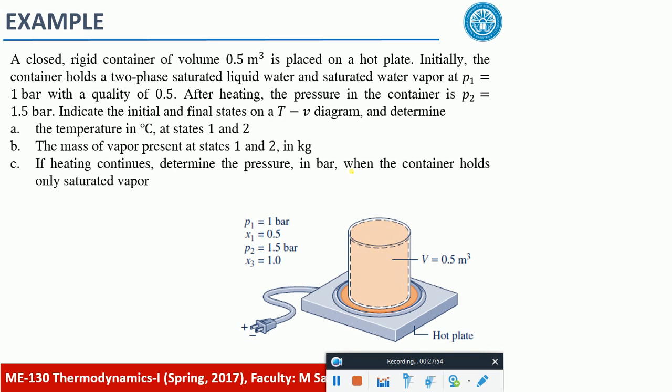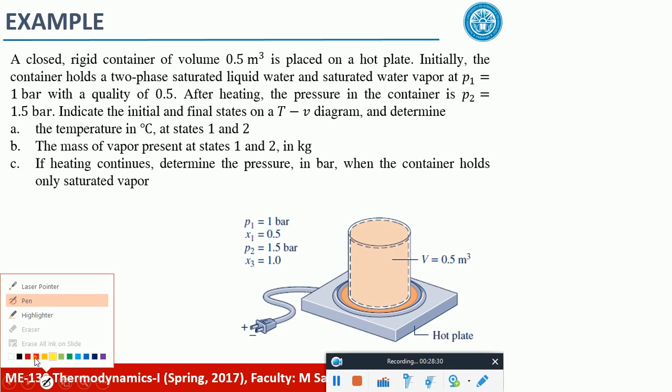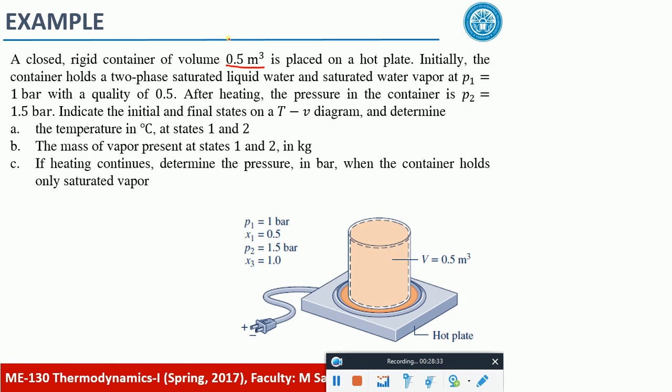Okay. Now let's solve this problem. Now look at this statement very carefully. A closed rigid container. Now what does that mean? That volume is not going to change. It means V1 would be equal to V2 straight away. Just look at the English and try to translate it into maths. Okay. So a closed rigid container of volume 0.5 meter cube. Volume is given, so it means you have V1 and you have that V2 as well.